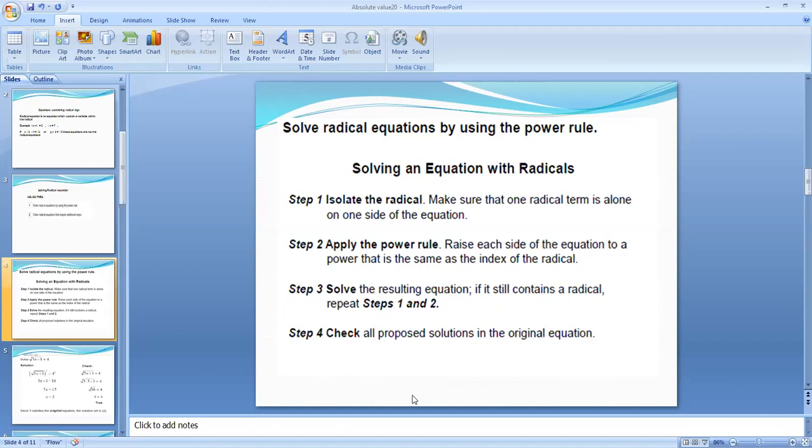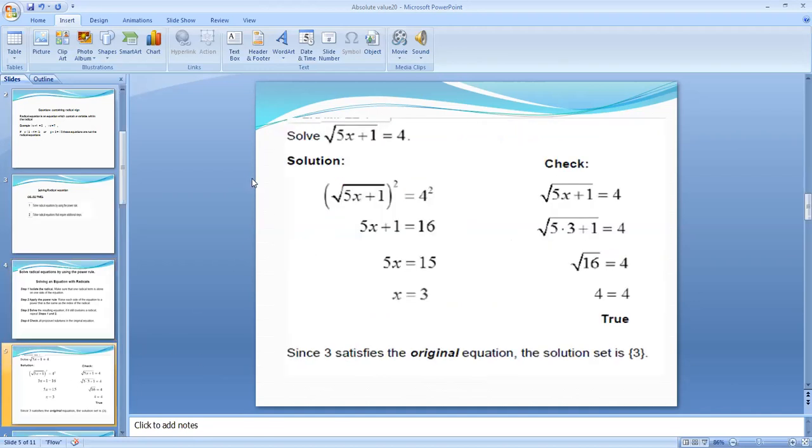Okay, verify your answer. Now let's see an example of a radical equation. This is a simple example. Solve √(5x + 1) = 4. The radical expression is already isolated. There is no other number along with the radical sign, so we don't need step 1. The equation is already isolated. Now we go to step 2.